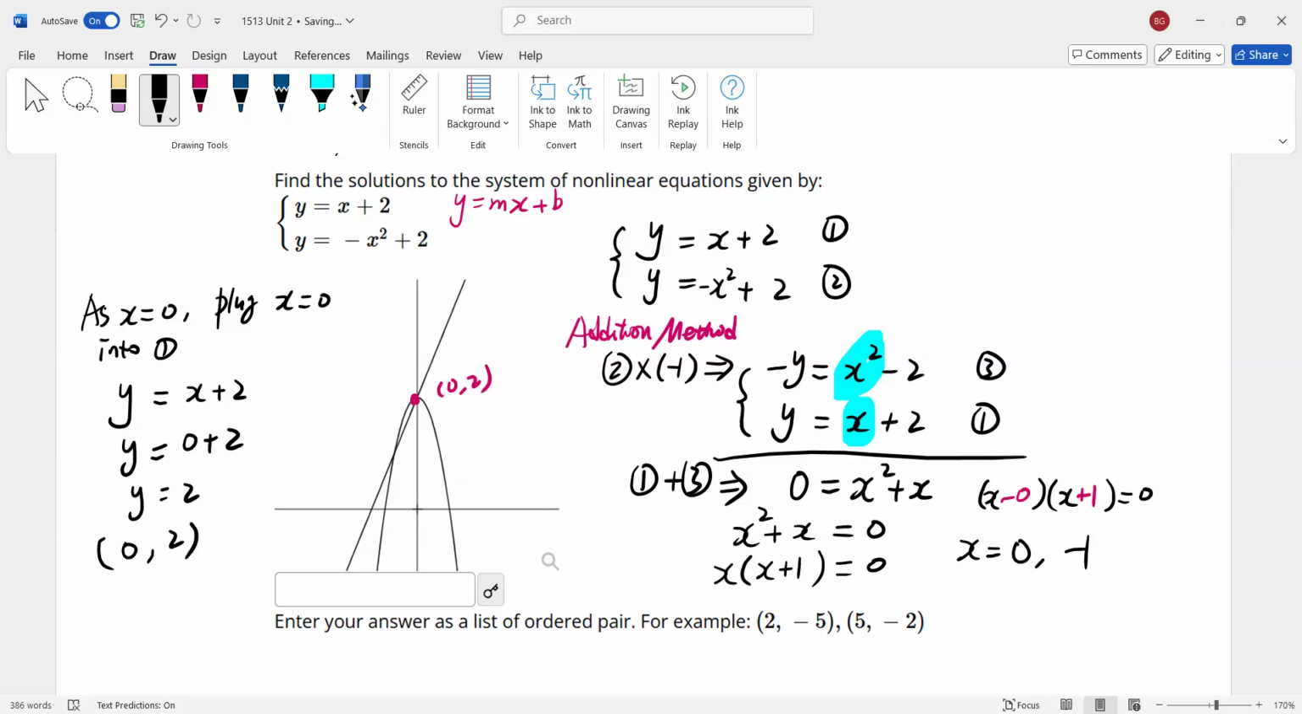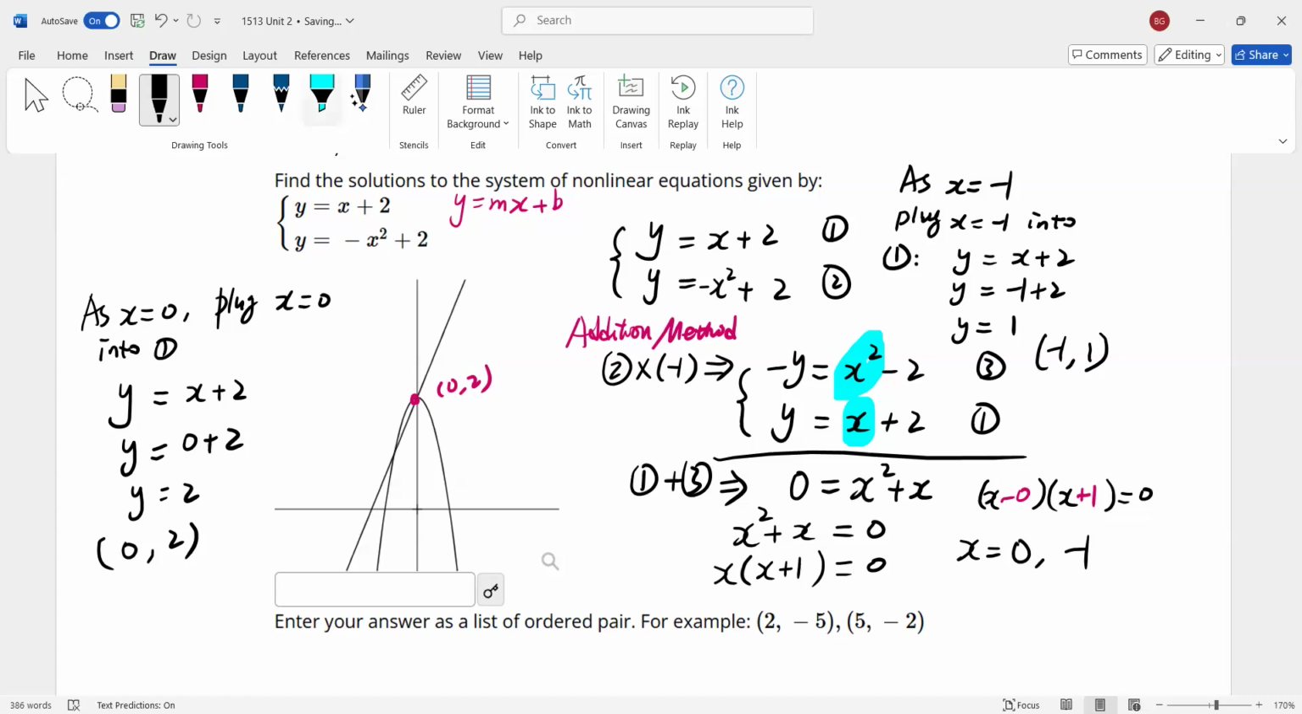As x equals, let me find a space. How about here? As x equals -1, we plug x equals -1 into equation 1. Equation 1 is y equals x plus 2. X is -1. Replace x with -1. -1 plus 2 is positive 1. So y equals positive 1. That means when variable x assumes value -1, the corresponding y value is positive 1. And we found another solution.